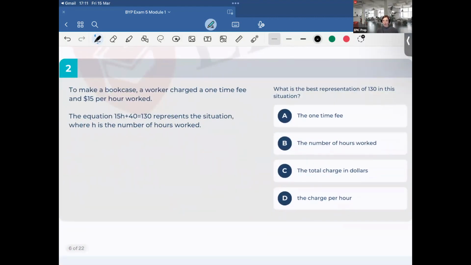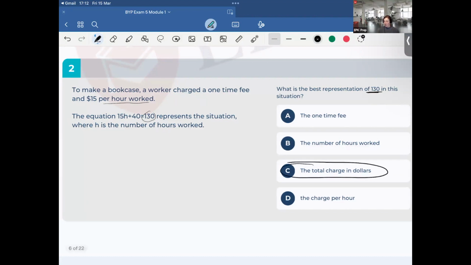Okay, number 2 says that to make a bookcase, a worker charged a one-time fee and $15 per hour worked. The equation 15h plus 40 equals 130 represents a situation where h is the number of hours worked. Which is the best representation of 130 in the situation? Well, 130 does appear to be the total cost or charge. So I believe that would be the answer, which looks like correct choice C.